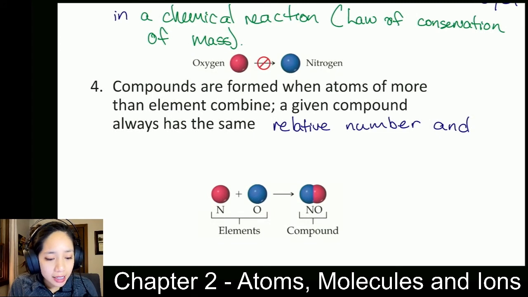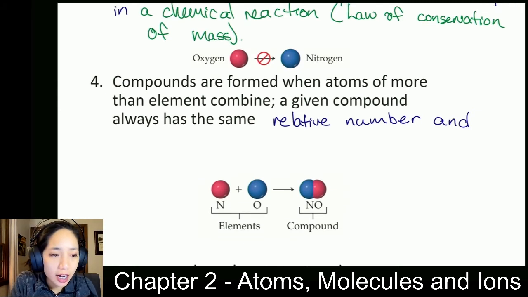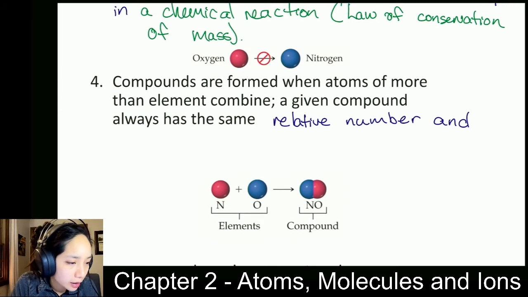And finally, his last postulate is that compounds are formed when atoms of more than one element combine, and a given compound always has the same relative number and kind of atom, or type of atom.